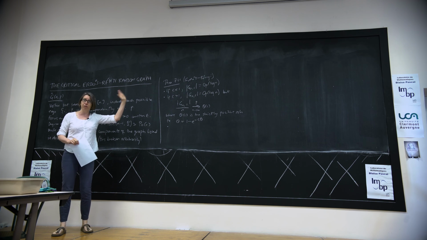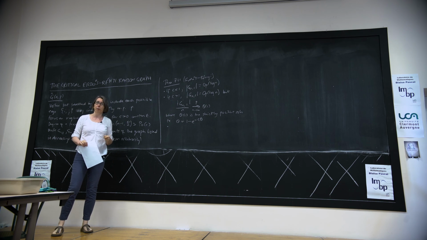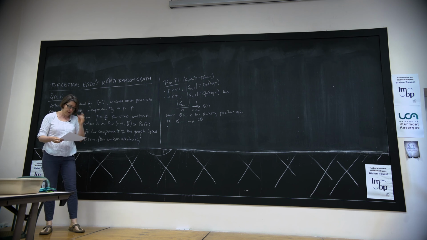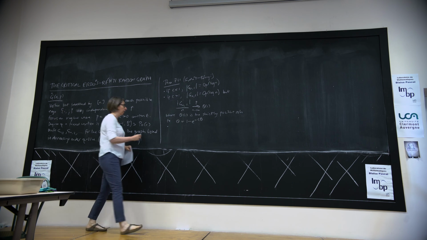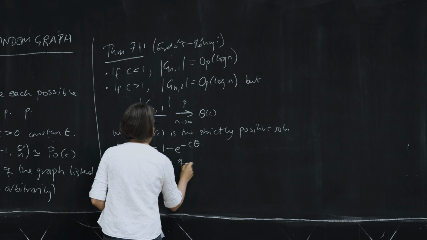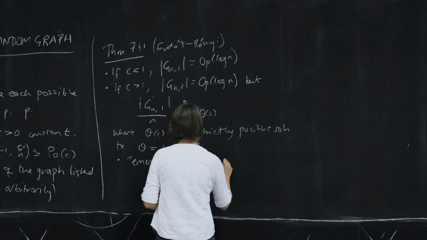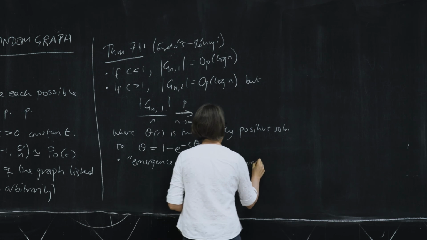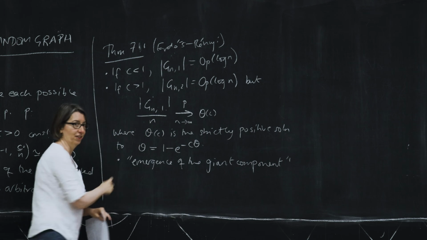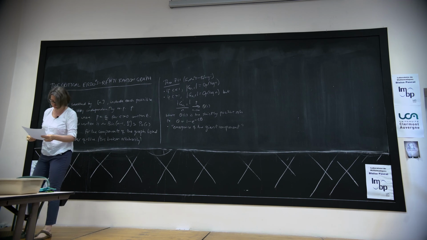So this is a phase transition with its critical point at c equals 1. This is known as the emergence of the giant component, where, hopefully obviously, the giant is the large component in the supercritical regime.